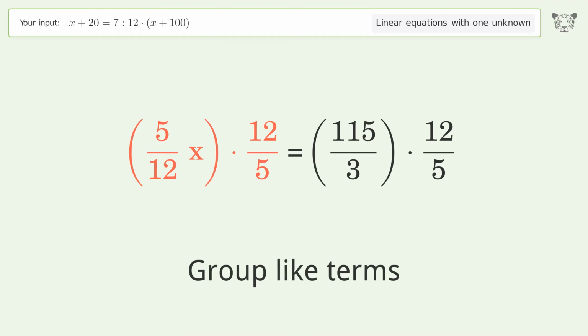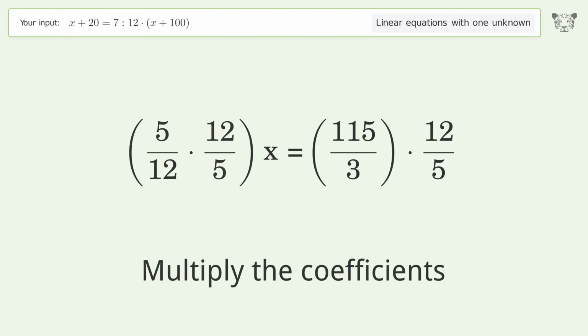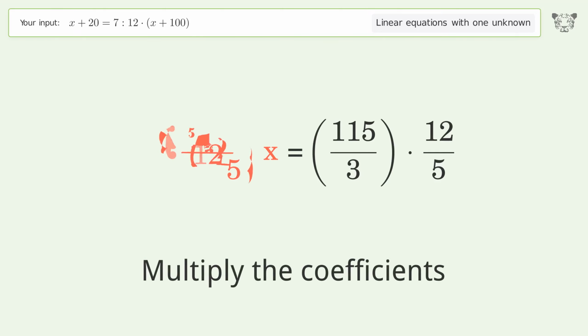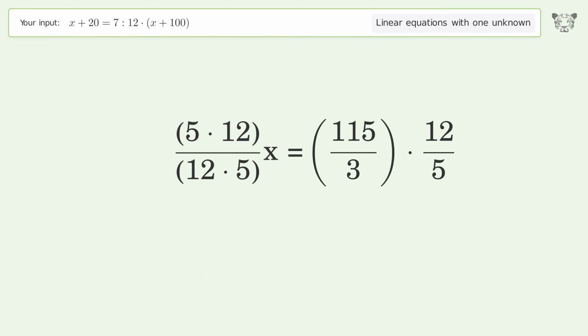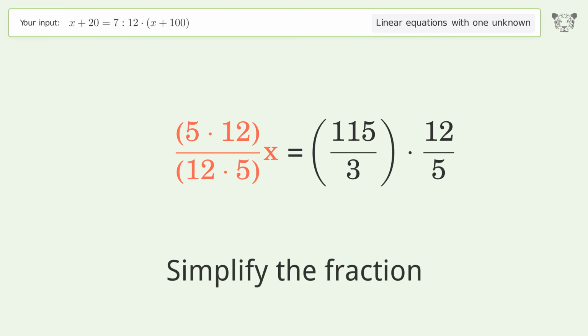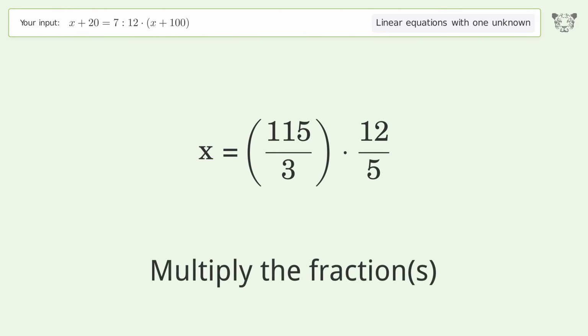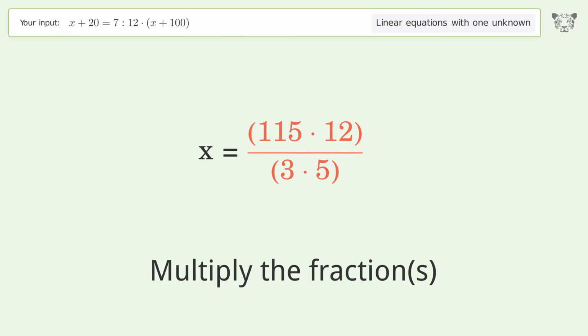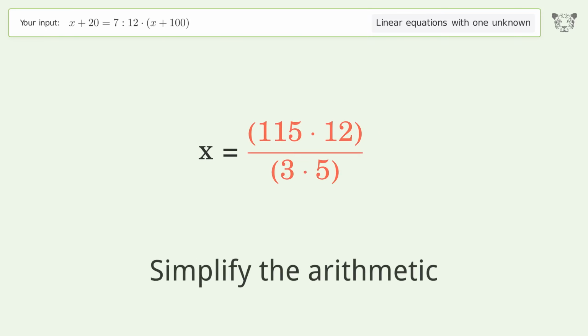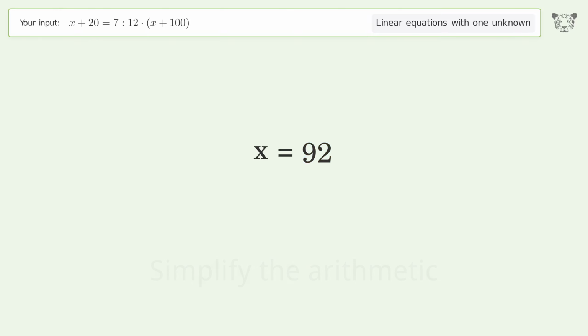Group like terms. Multiply the coefficients. Simplify the fraction. Multiply the fractions. Simplify the arithmetic. And so the final result is x equals 92.